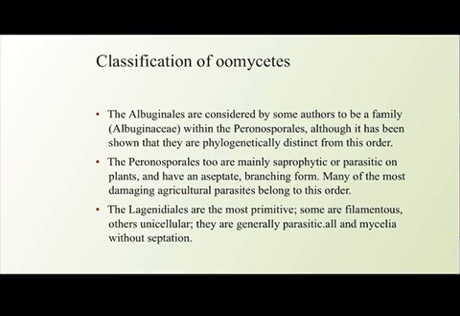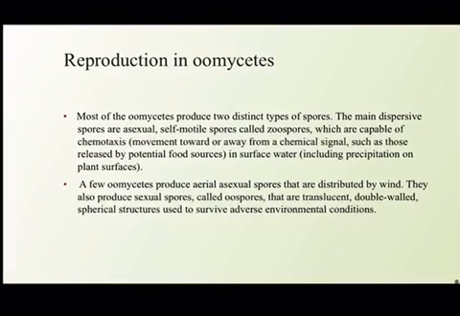Peronosporales, although it has been shown that they are phylogenetically distinct from this order. The Peronosporales are mainly saprophytic or parasitic on plants and have an aseptate branching form. Many of the most damaging agricultural parasites belong to this order. The Lagenidiales are the most primitive. Some are filamentous, others unicellular, generally parasitic, with mycelia without separation.